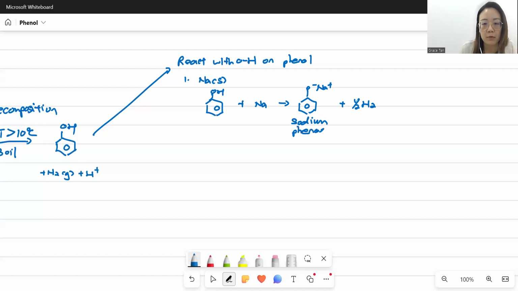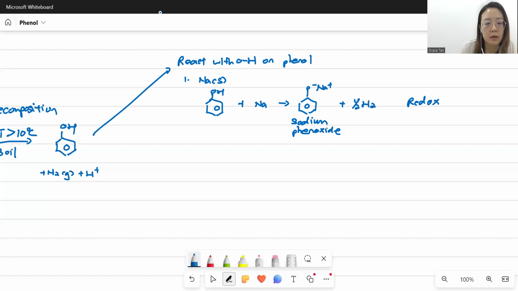What is the type of reaction here? The type of reaction here is considered redox, because sodium was oxidized and hydrogen was reduced. I shall not put in the arrows because it will make it more messy. That is just reacting on the OH on the phenol, not attacking the ring yet.